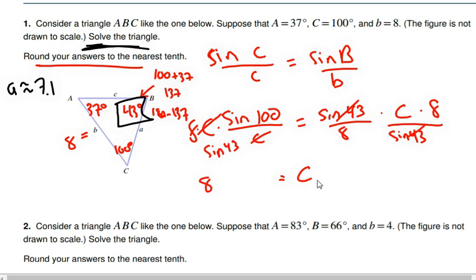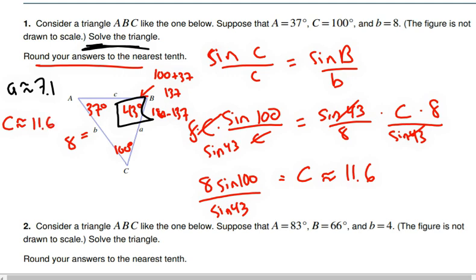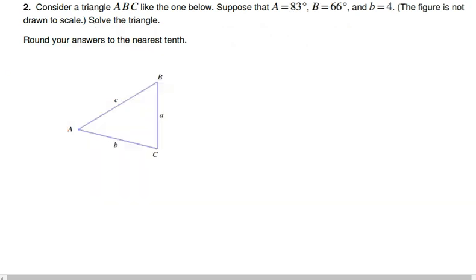This kind of got a little messy, so I'll clear it up for you. So c is equal to 8 times the sine of 100 divided by the sine of 43. I could have done this in multiple steps, but I feel like you kind of see what's going on there. Type that in a calculator, hit enter, make sure you're closing the parentheses after the sine of 100, and we get 11.6. So little c is approximately 11.6, and angle B was 43 degrees. Those are the three pieces of information that I needed. They wanted me to solve the triangle, so now I have all the angles and I have all the sides.